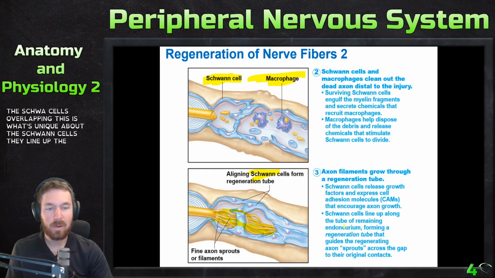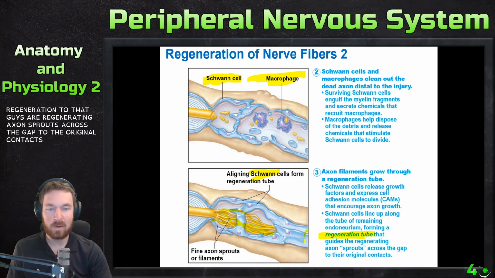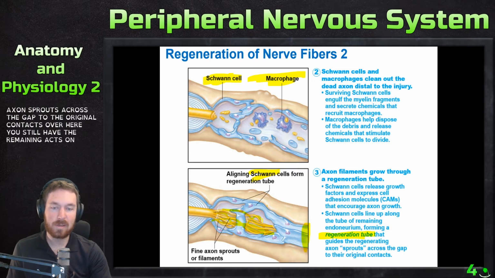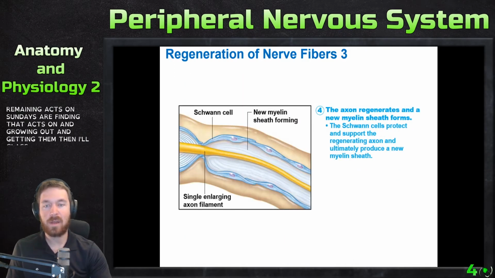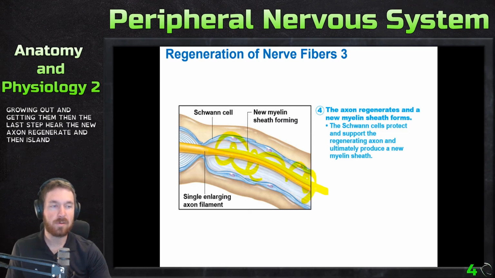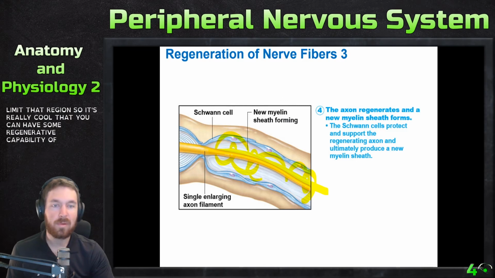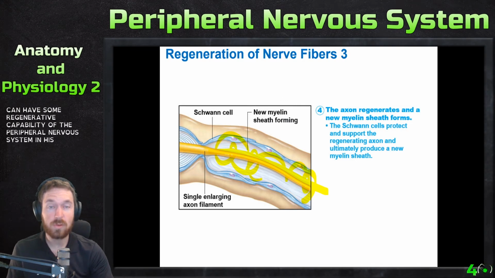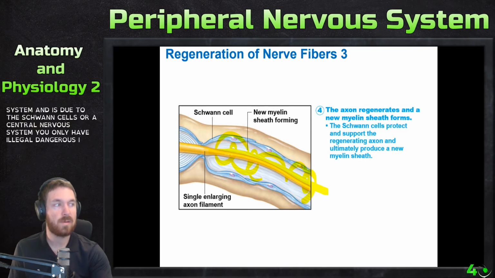They line up the tube of the remaining endoneurium, forming a regeneration tube that guides the regenerating axon sprouts across the gap to the original contact. So over here, you still have the remaining axon. So these are finding that axon and growing out and getting them. Then the last step here, the new axon regenerates, and then you remyelinate that region. So it's really cool that you can have some regenerative capability of the peripheral nervous system, and it's due to the Schwann cells, whereas in the central nervous system, you only have oligodendrocytes.